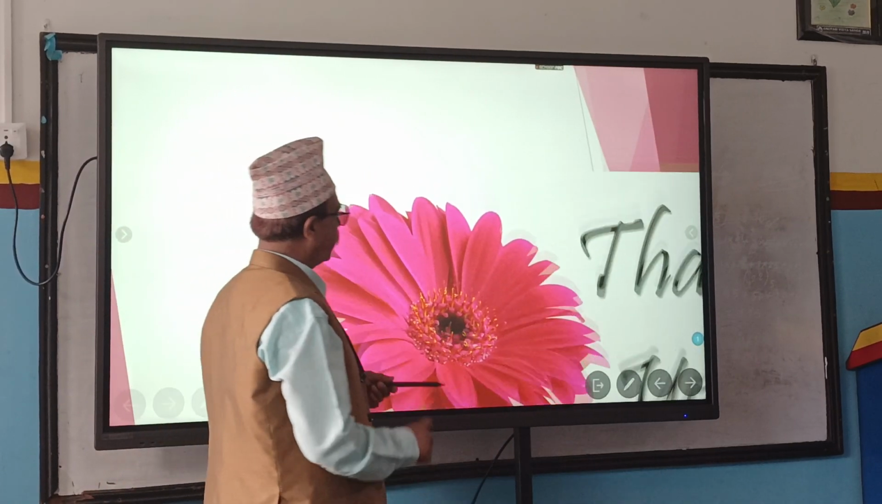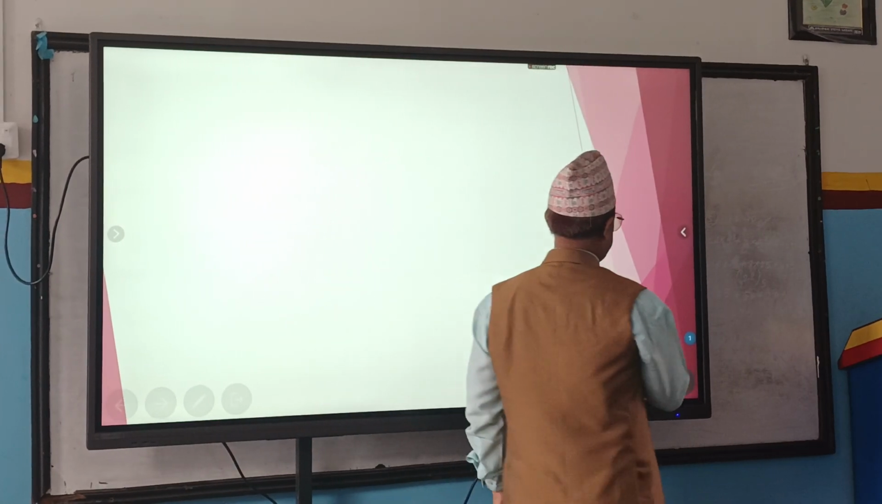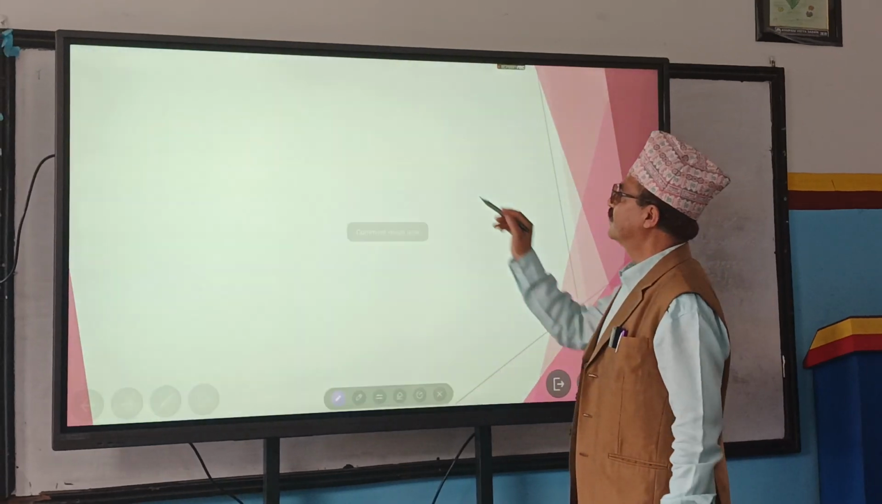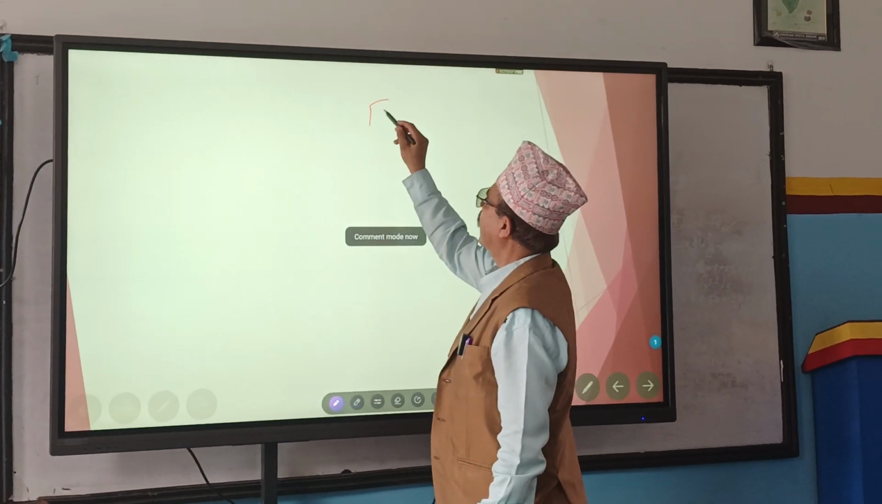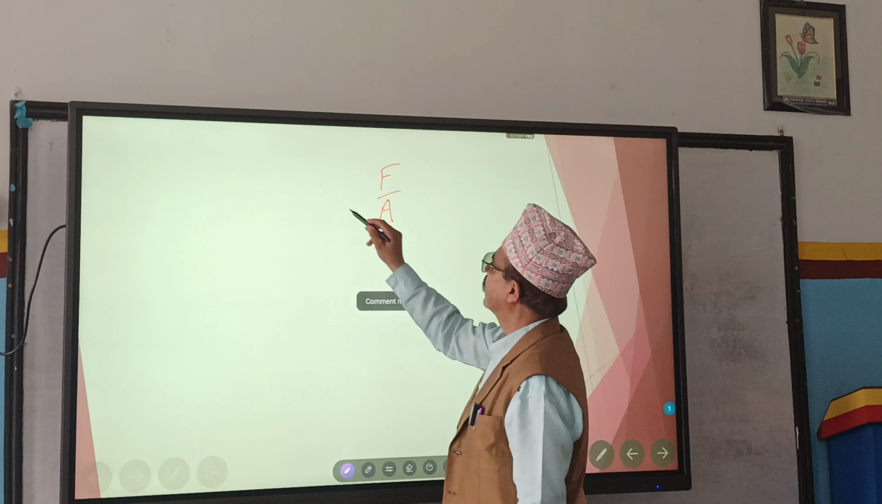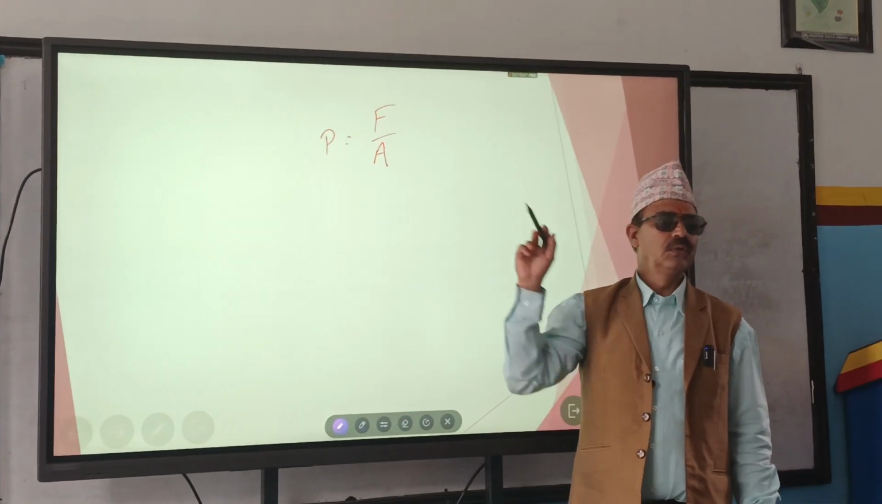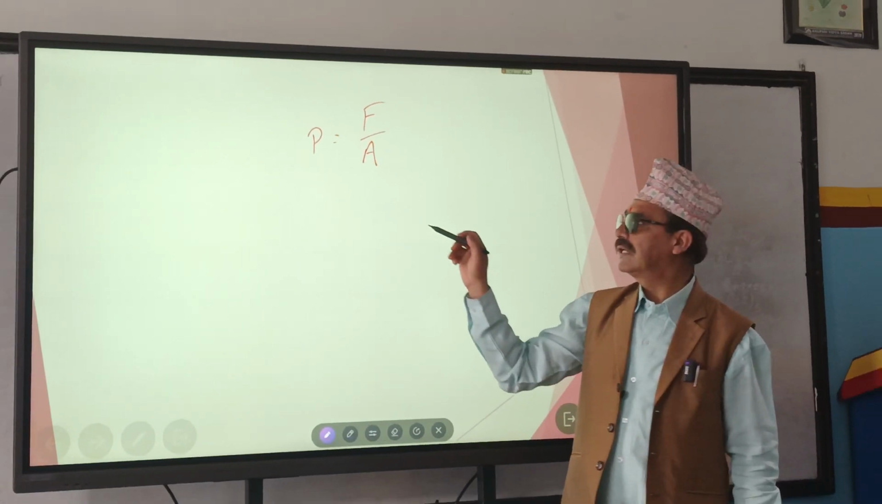Here, mainly we have to remember what is pressure. What is pressure, children? Pressure is force acting per unit area. Simply, this is the one. Pressure equals force acting per unit area.